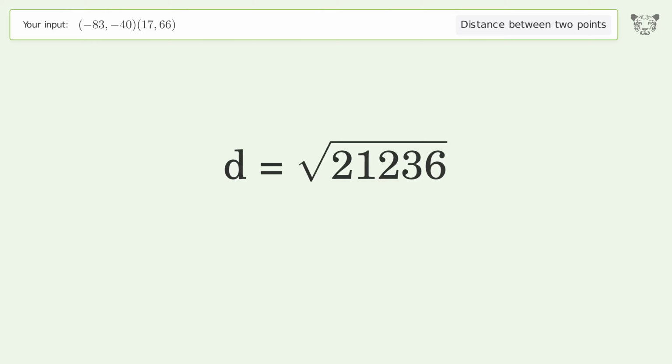And so the distance between the 2 points is the square root of 21,236 or 145.726.